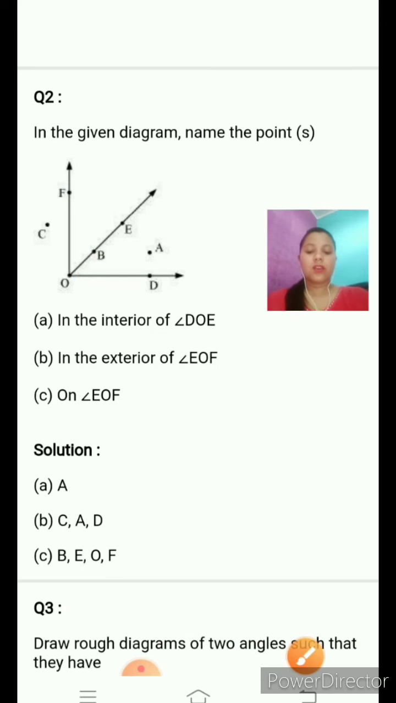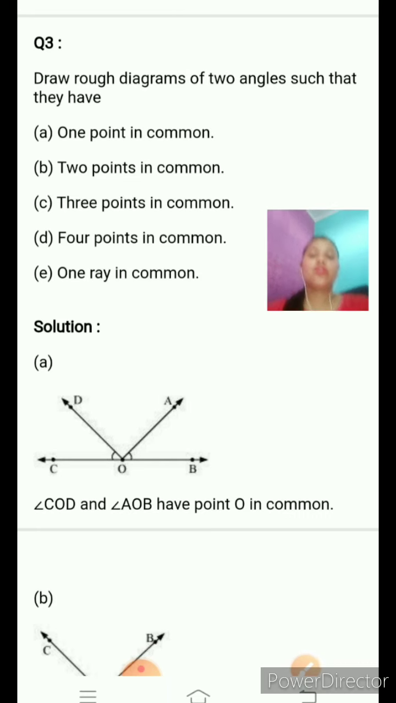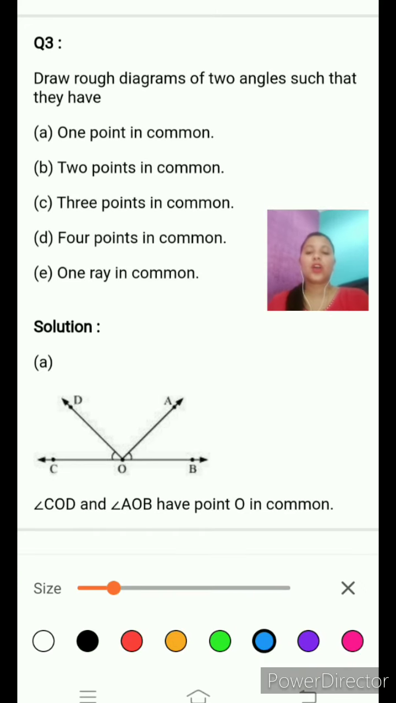So now come to the third question, and that is: draw rough diagrams of 2 angles such that they have 1 point in common.